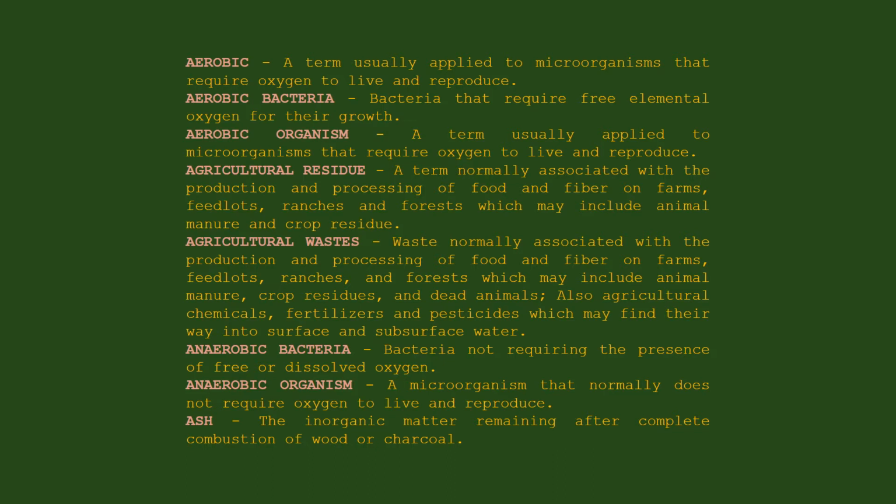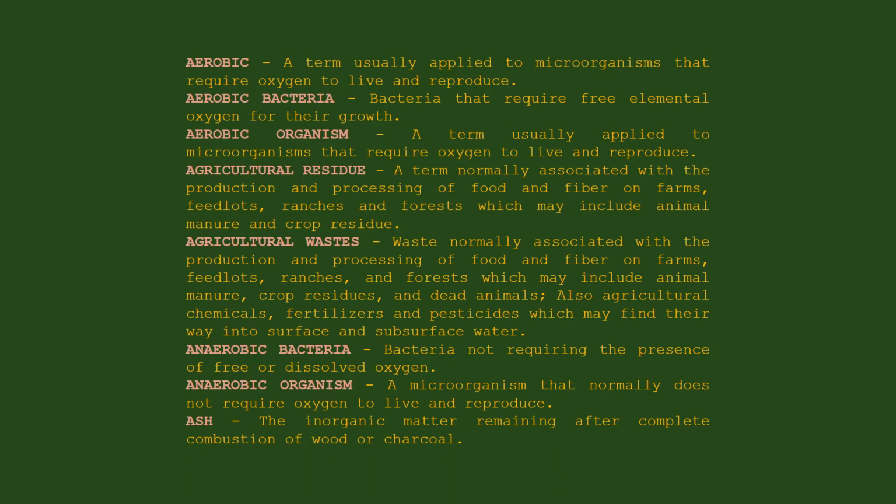Agricultural residue, a term normally associated with the production and processing of food and fiber on farms, feedlots, ranches and forests, which may include animal manure and crop residue. Agricultural wastes, waste normally associated with the production and processing of food and fiber on farms, feedlots, ranches, and forests, which may include animal manure, crop residues, and dead animals, also agricultural chemicals, fertilizers and pesticides which may find their way into surface and subsurface water.